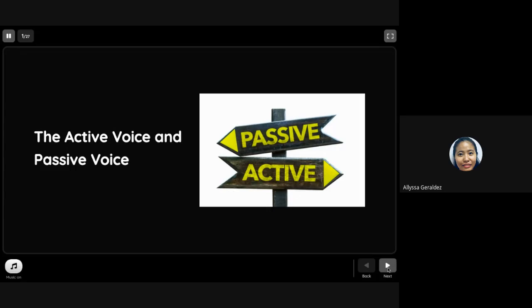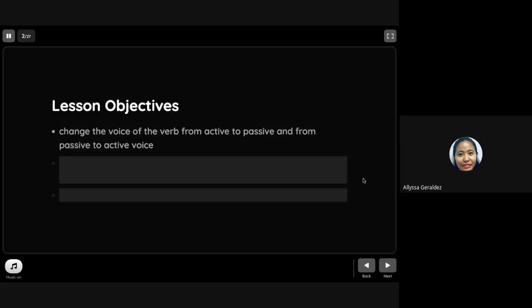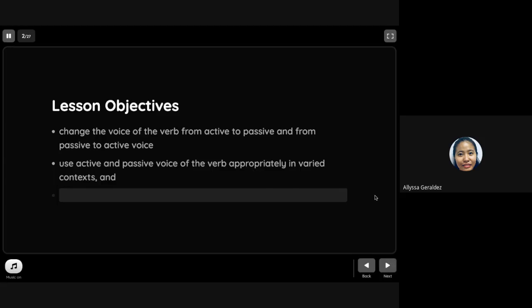And let's have our lesson objectives. You'll be able to change the voice of the verb from active to passive and from passive to active voice. Use active and passive voice of the verb appropriately in varied contexts and describe the steps in a process using the passive voice of the verb.